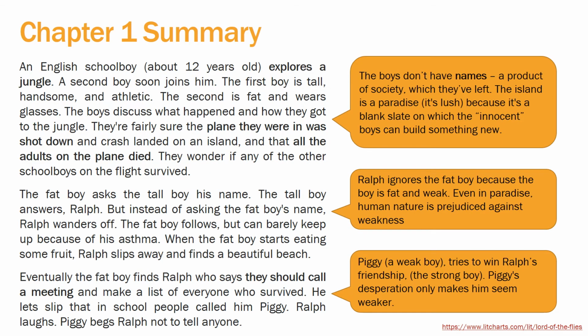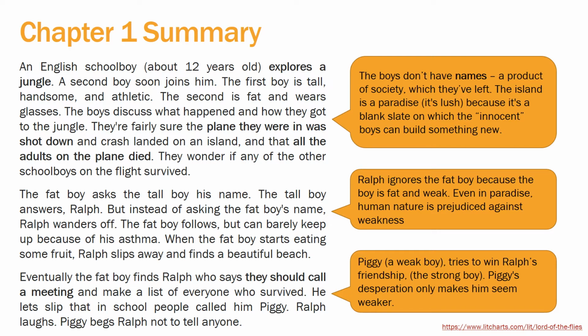Chapter 1 Summary. An English schoolboy of about 12 years old explores a jungle. A second boy soon joins him, and the first boy is tall, handsome, and athletic. The second is fat and wears glasses. The boys discuss what happened and how they got to the jungle. They're fairly sure the plane they were in was shot down and crash-landed on an island, and that all of the adults on the plane died. They wonder if any of the other schoolboys on the flight survived.